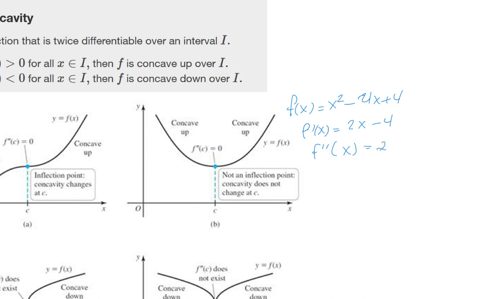Oh. Well, then I don't really have a point of inflection because I can't set that thing equal to 0. Now, I am concave up this entire region because the second derivative on the entire interval would be positive, since it's a positive 2.